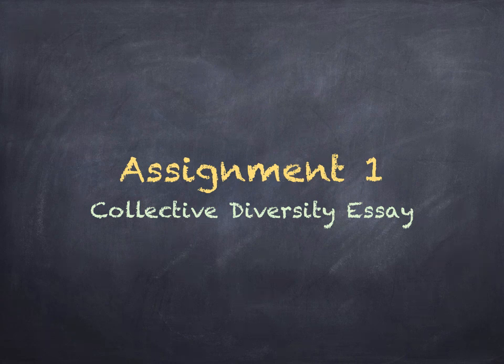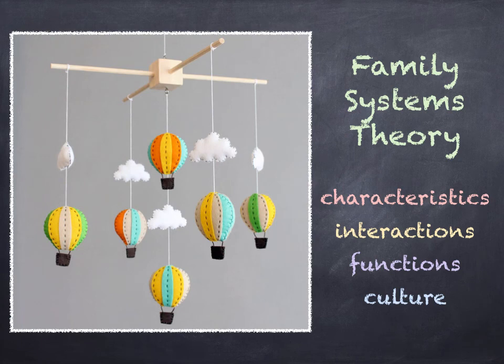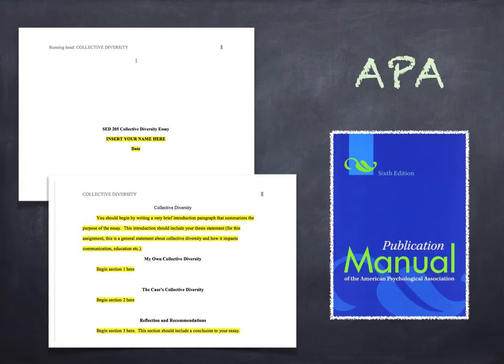The first major assignment for this course is the collective diversity essay. This assignment is based on the family systems theory. It will help you focus on characteristics, interactions, functions, and culture of a family that make up collective diversity. Additionally, this assignment is designed to evaluate your academic writing by requiring you to organize information, write a clear thesis, compare and contrast, and draw connections to course content.